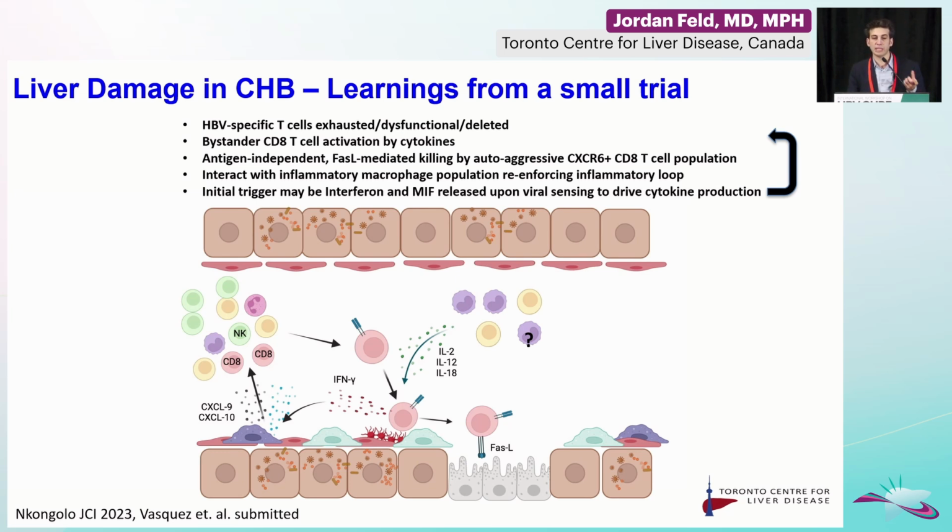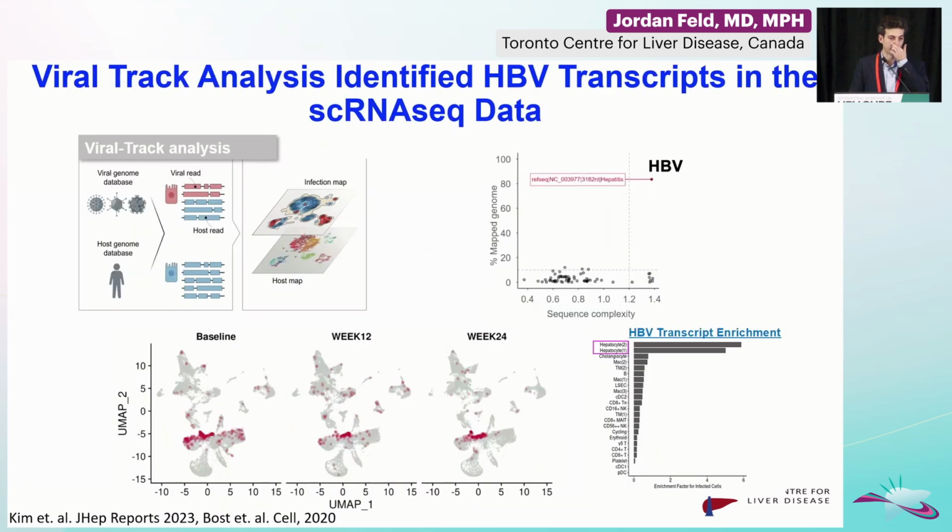And this possibly is driven by these inflammatory macrophages. So you have this reinforcing inflammatory loop where both of them are stimulating each other. Now, the initial trigger for this might be a type 1 interferon that is sensed upon release, which I didn't show these data, but just really highlighting that you can learn a lot from these small samples.